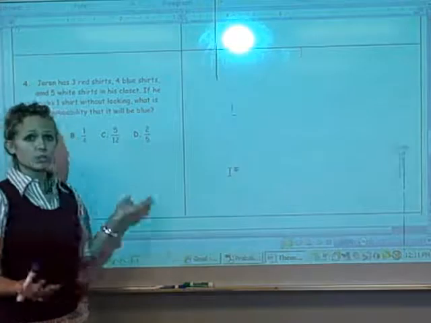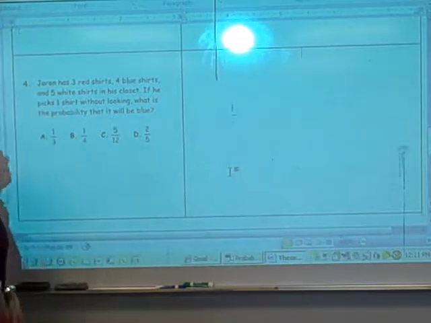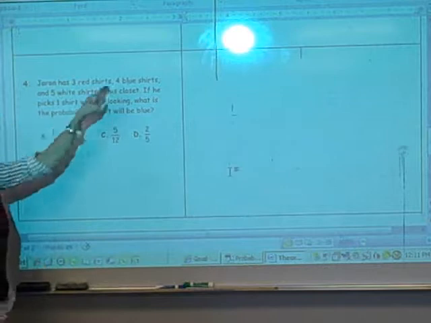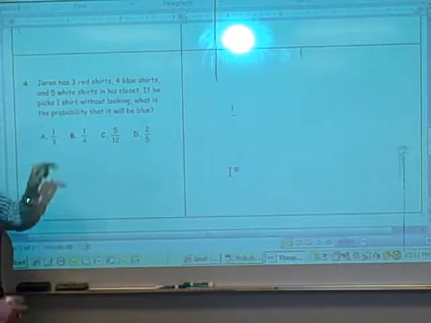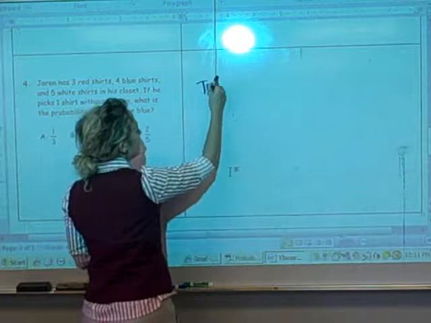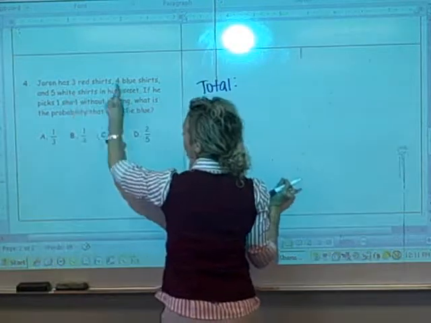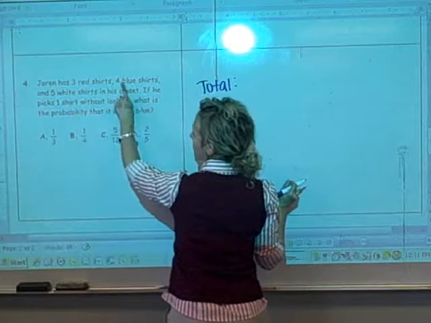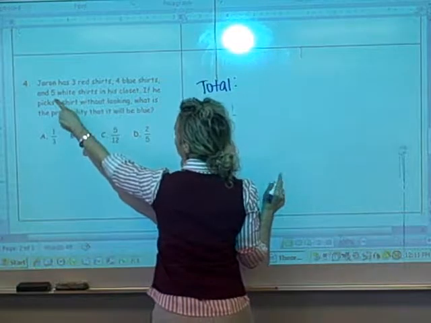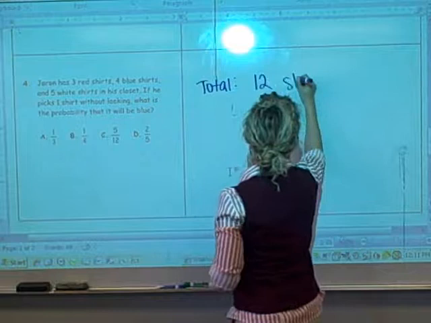And if you're just either turning this back on or you want to keep working with me, let's work through this together. So Jaron has 3 red, 4 blue, 5 whites, and he's just picking one shirt. So I want to know how many total shirts does he have. And I'm going to add these. So 3 plus 4 is 7. 7 plus 5 is 12. So altogether he has a total of 12 shirts.